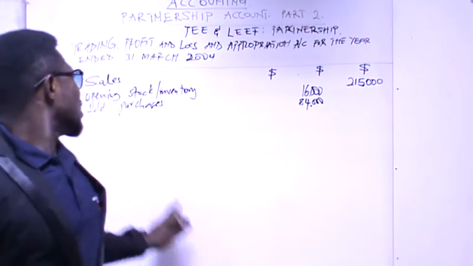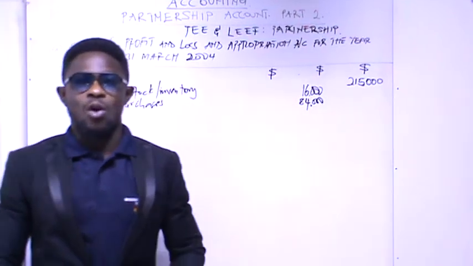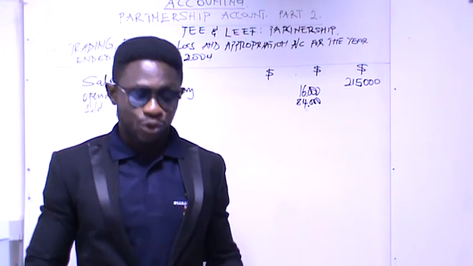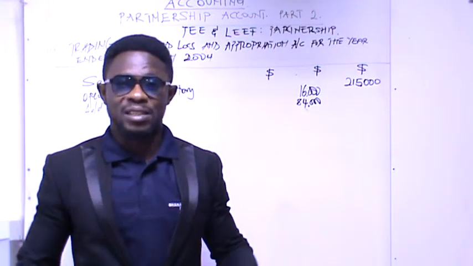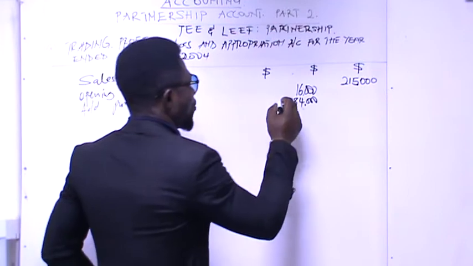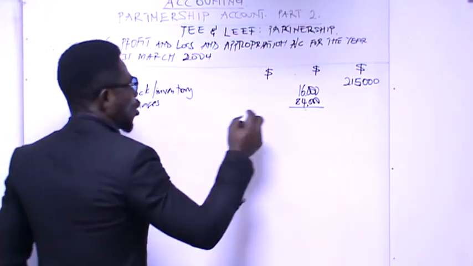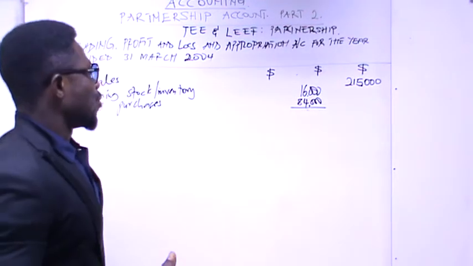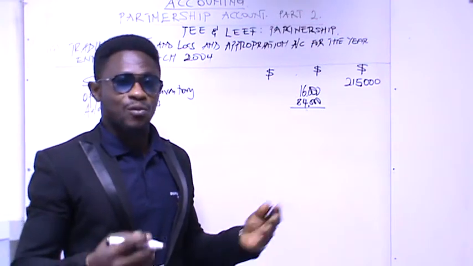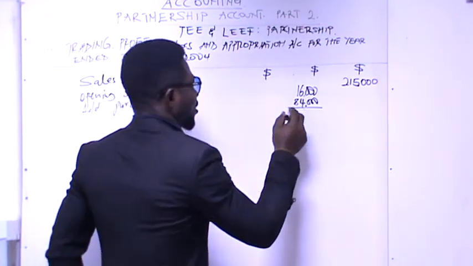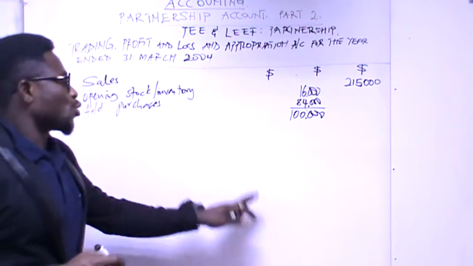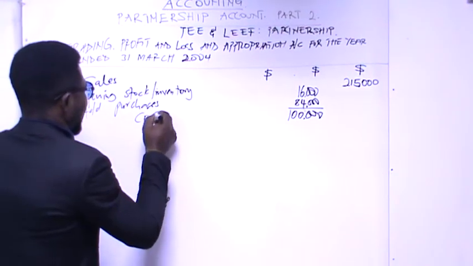Then if there is any returns outwards or purchases returns, we're going to take it from there. Then if there is any carriage inwards, we are going to add it to the purchases figure, but there is nothing like that. So we're just going to sum up the purchases and the opening inventory. Then we have our cost of goods available for sales, which we call COGAS. So the 16,000 and this will give us $100,000.